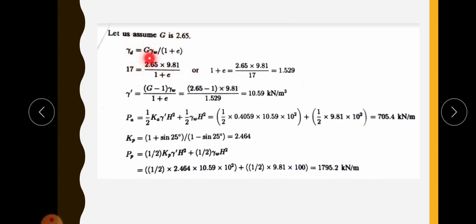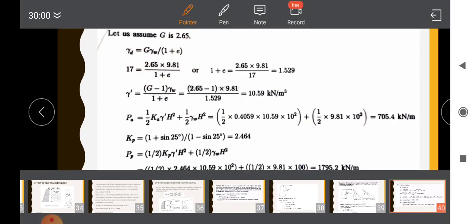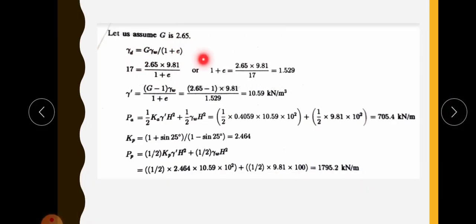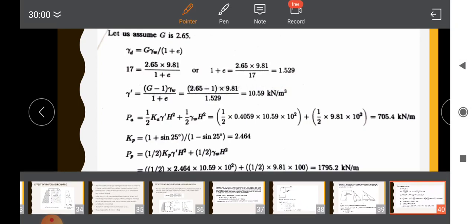Here the dry unit weight is given, and this is the equation connecting dry unit weight, specific gravity and void ratio, that is gamma dry is equal to G gamma W by 1 plus E. By solving this equation, we can put the G value as 2.65. If G is not given, we can put it as 2.65 or 2.7, since it is a constant for soil. Then the unit weight of water is 9.81, so we can calculate the void ratio: 1 plus E is 1.529, that is void ratio E is 0.529.